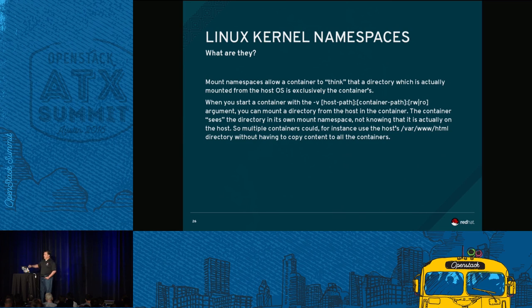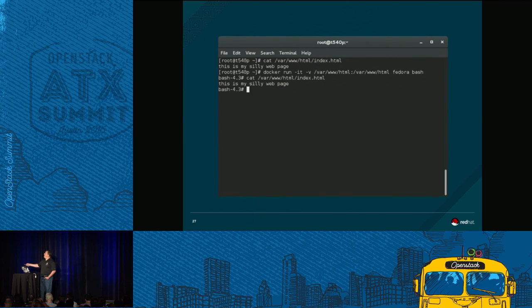As an example, on the host, I cat var www html index.html. Yep, that's my silly web page. I use docker run dash it with the dash v argument, and I say, take the file system on the host, put it there on the container, run an instance of Fedora, and my executable is bash. Now you can see that my prompt changes from my user prompt to a root prompt, so I'm now inside of that container, and if I cat that var www html index.html file, I see the same contents inside of that container. Now the cool thing is, this is just one container. If I spin up 100 containers, they're going to see the same thing.